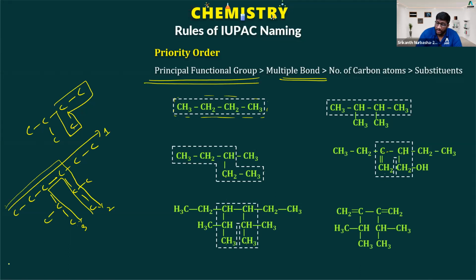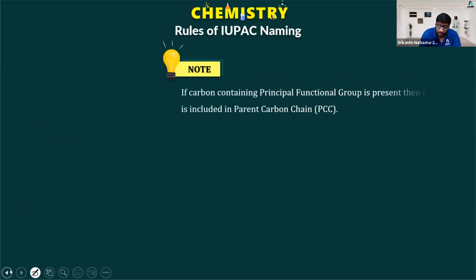So next compound is given in this fashion. If you look carefully, there are multiple bonds. Multiple bonds means that has to be given the highest priority. So there are two double bonds. So I'll be selecting a chain which includes both the double bonds. So 1, 2, 3, 4, that will be the parent carbon chain. So remaining all are going to be substituents, right? So this is the rule.